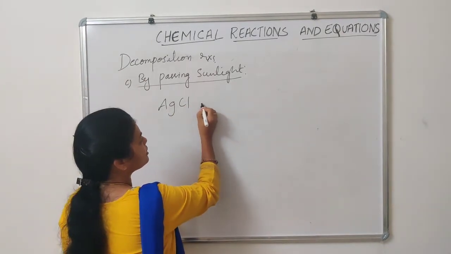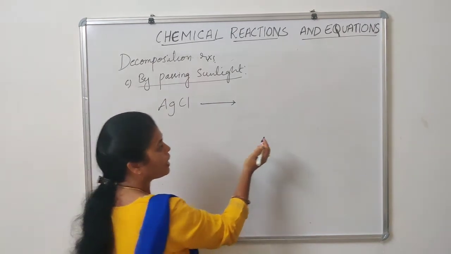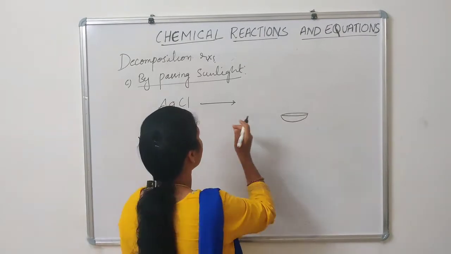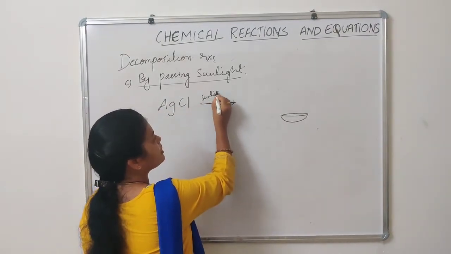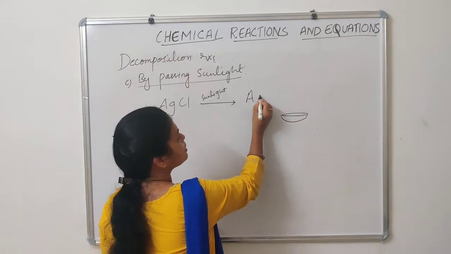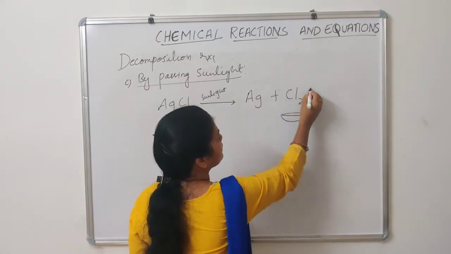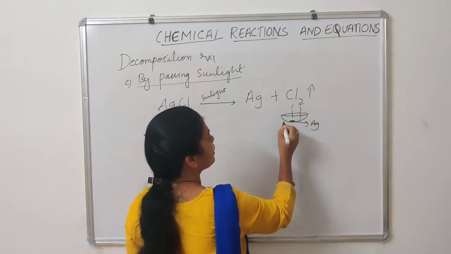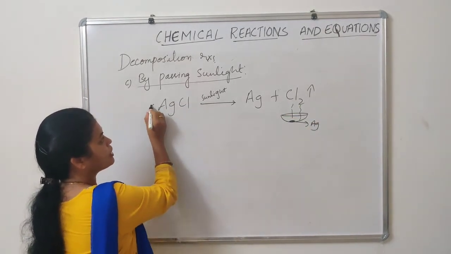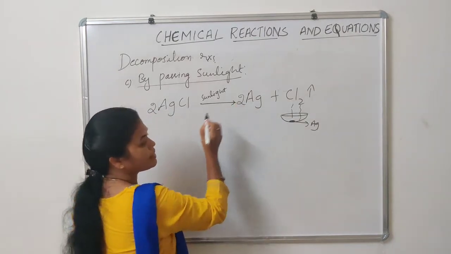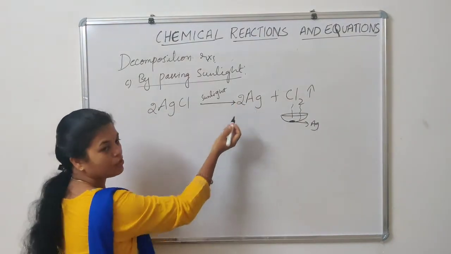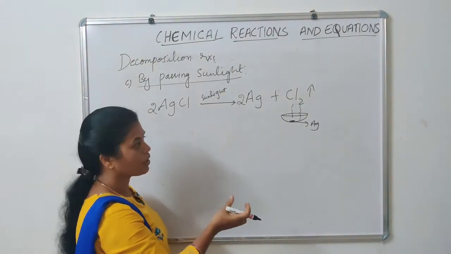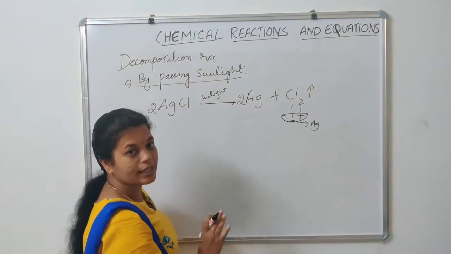This silver chloride is very sensitive. Just take the silver chloride in a watch glass or a china dish and place it in the sunlight. You have to mention the conditions here. In sunlight, it decomposes to silver and chlorine gas. The chlorine gas goes away. So when you balance it, 2AgCl becomes 2Ag plus Cl2. You know that silver is a white, shiny, silvery metal. The silver is left over and chlorine gas escapes.